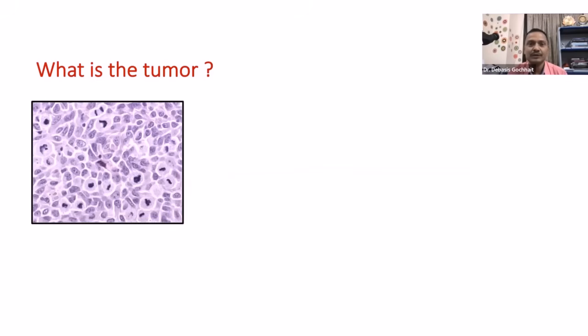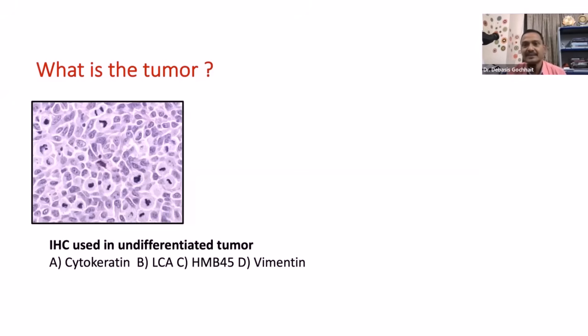And as you all know, for any treatment, the specific diagnosis is required, okay? Now, if you say carcinoma, surgical. If you say lymphoma, chemotherapy. So, treatment depends on the diagnosis. So, what is this IHC all about? We will see. Okay. Now, immunohistochemistry is used in undifferentiated tumor.